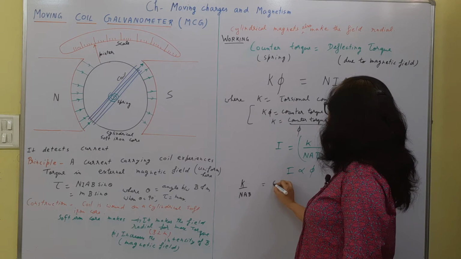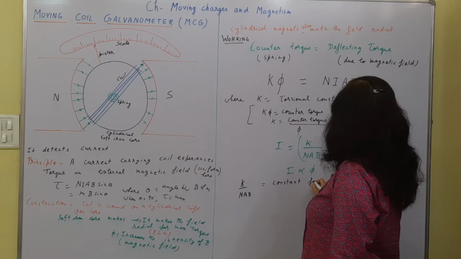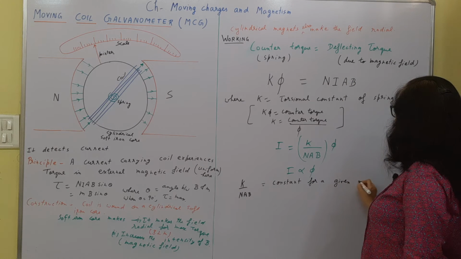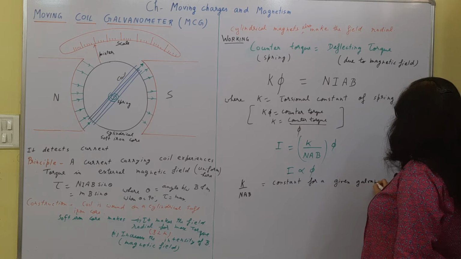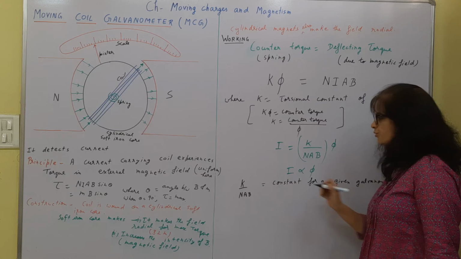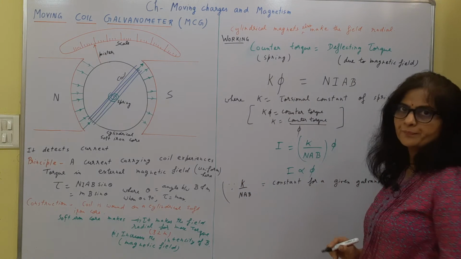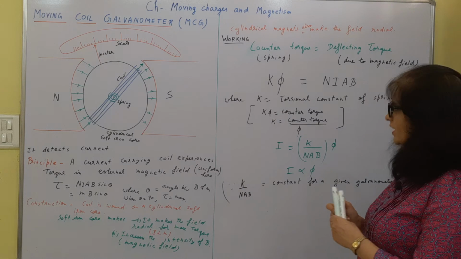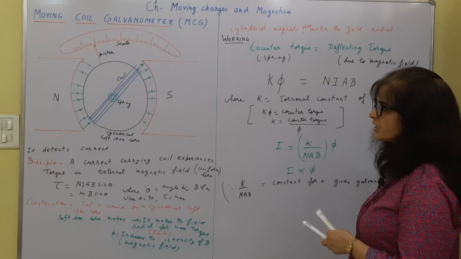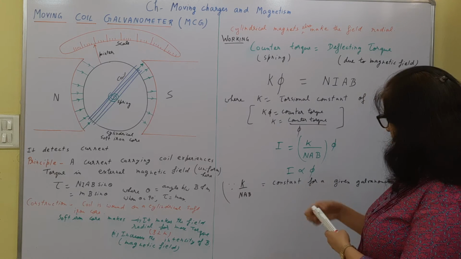This is constant for a given galvanometer. That's why I is proportional to phi. Now from here we can define two very important quantities. One is the voltage sensitivity and the other is current sensitivity. So we can start from here itself.